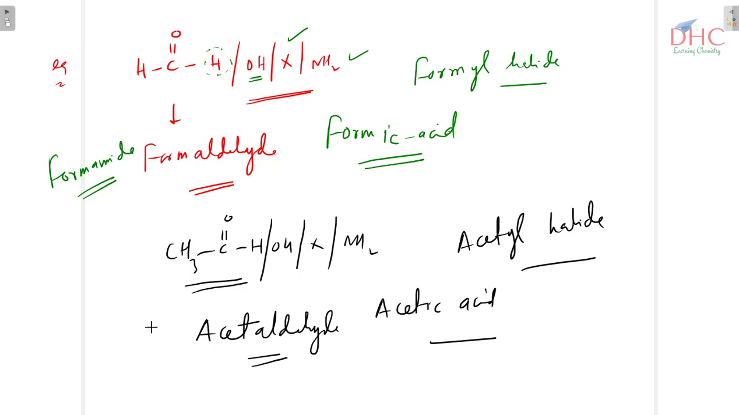And if it's NH2 over here, it becomes acetamide. So we have acetaldehyde for aldehyde, acetic acid for carboxylic acid, acetyl halide for acid halide, and acetamide for this amide group.